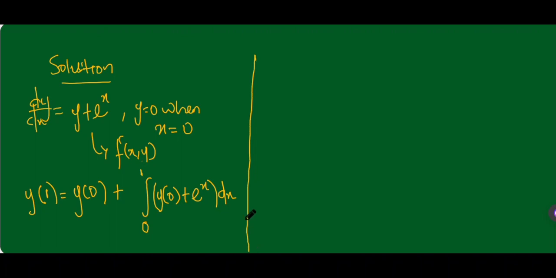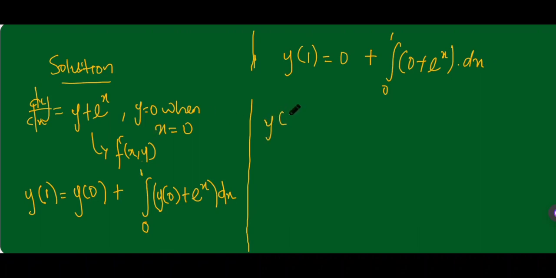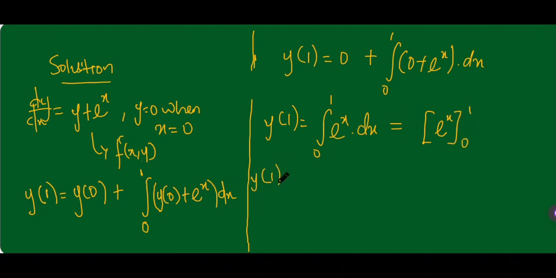So let's substitute our values. On writing it, we have our y1 will be equal to 0 plus the integral between 0 and 1 of 0 plus e raised to power x with respect to x. So our y1 now becomes the integral between 0 and 1 of e raised to power x with respect to x. And this is giving us e raised to power x between the limits 0 and 1. So our y1 now becomes e raised to power 1 minus e raised to power 0, and that's e raised to power 1 minus 1.